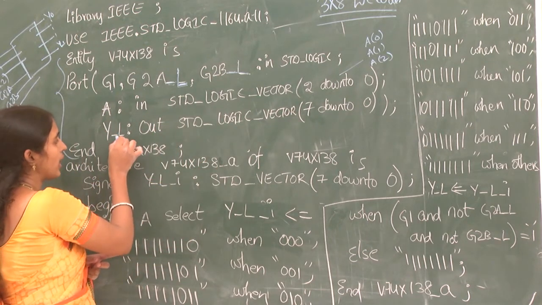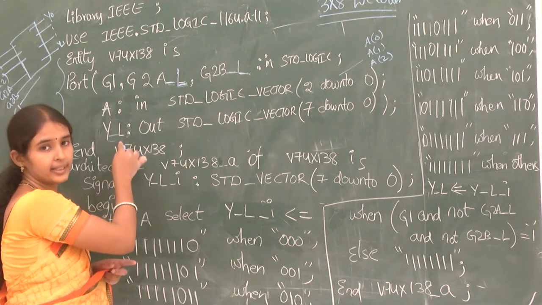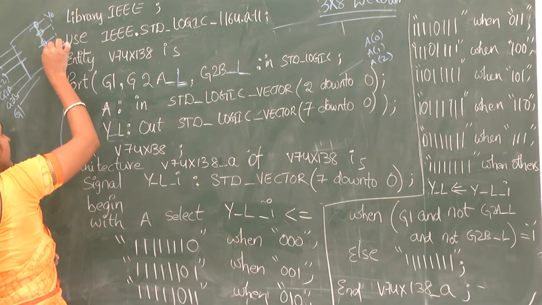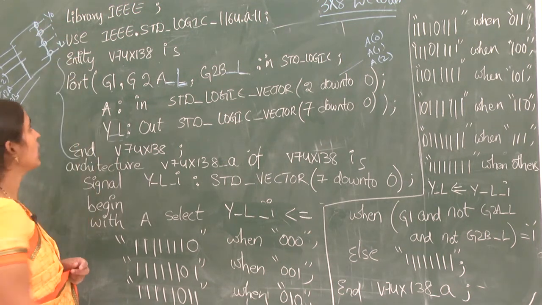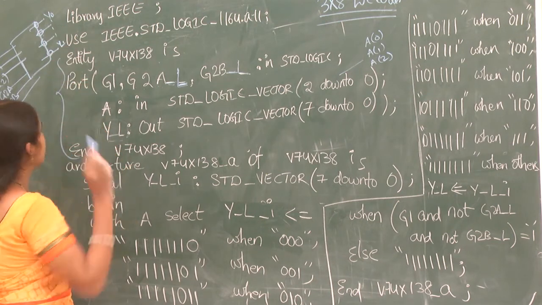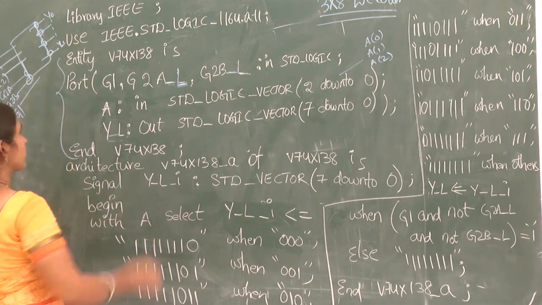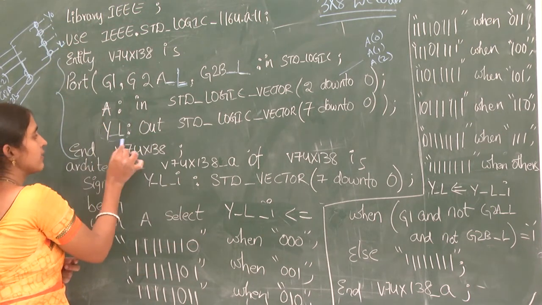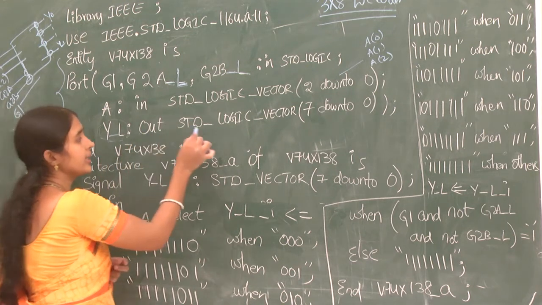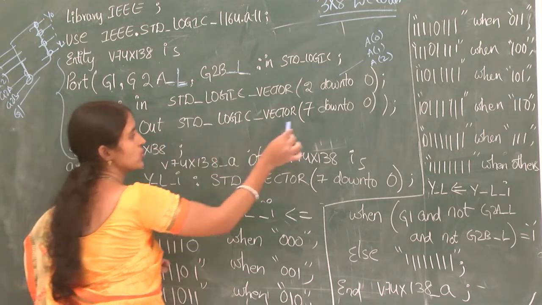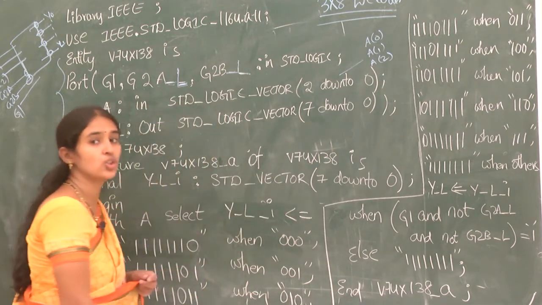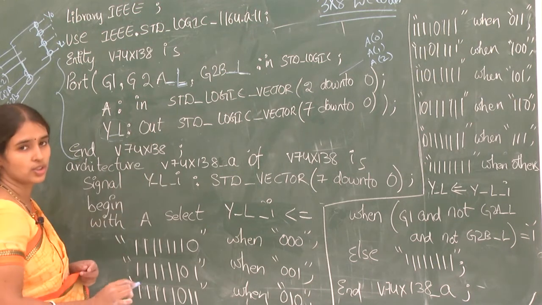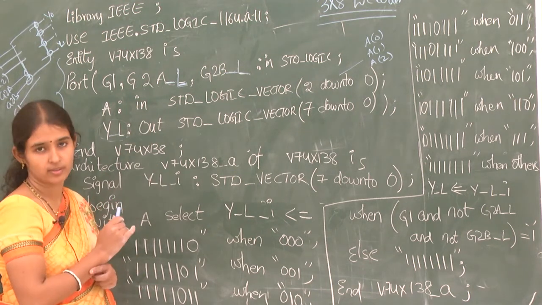Again, Y underscore L indicates your active low signals. If you see your ICs, based on this IC only you will be writing your entity. And if you see your ICs, you will be having all these bubbles. This indicates your active low signals. That is the reason why I wrote y_l, which indicates active low signals, with the outputs ranging from 7 down to 0. That is your 8 outputs. Okay, this entity declaration has come to an end.